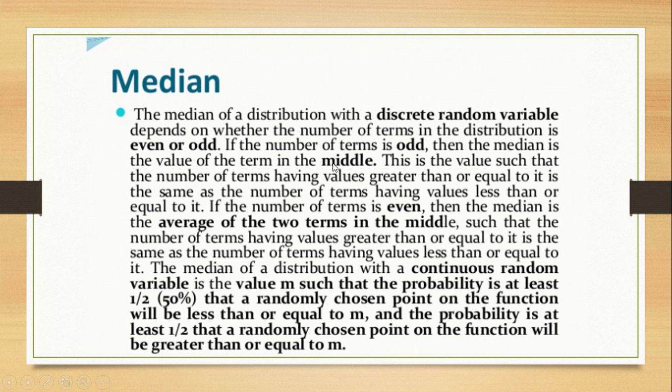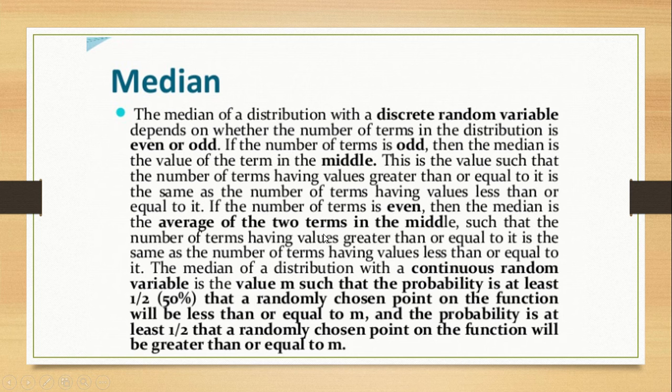Okay, so if for example we have 1, 2, 3, 4, 5, so there are 5 items, the median would be the third number. Okay, so that's the median. So this is the value such that the number of terms having value greater than or equal to it is the same as the number of terms having values less than or equal to it.